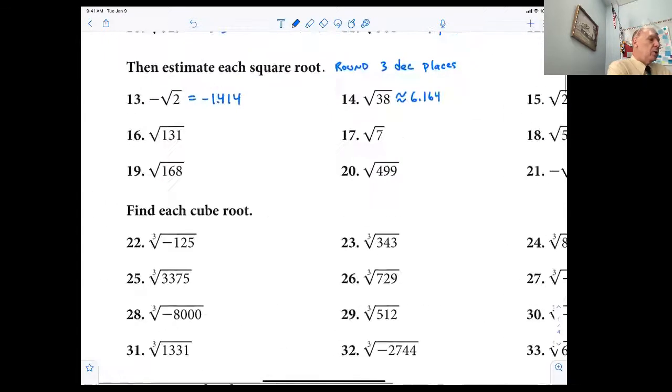All right, here we go. Square root of 131. 11 point what? 445. Thank you. Square root of 7 approximately 2.645.